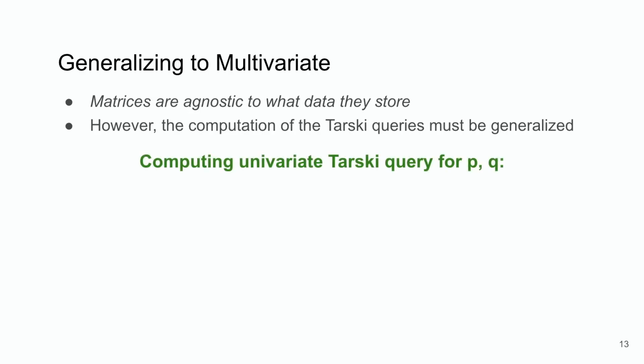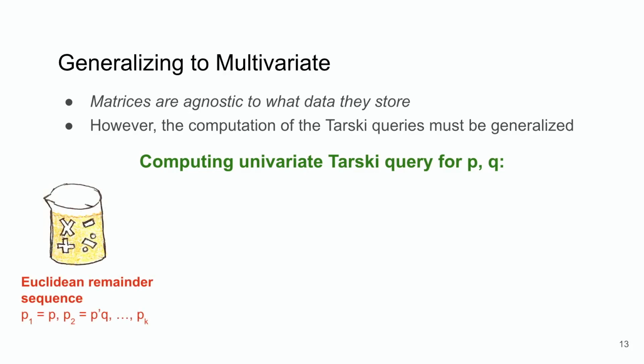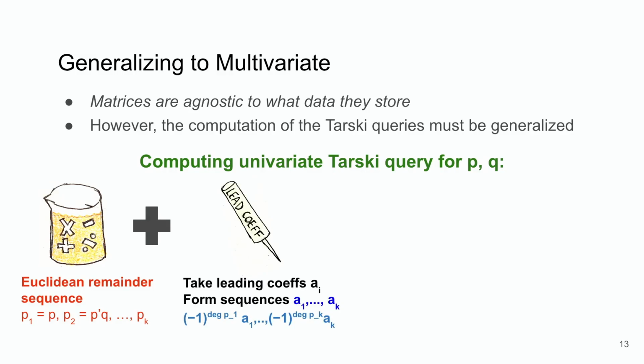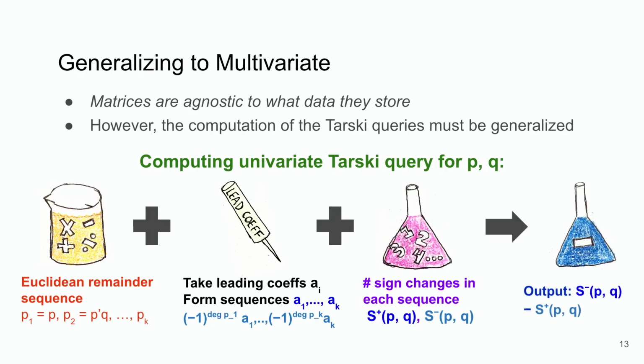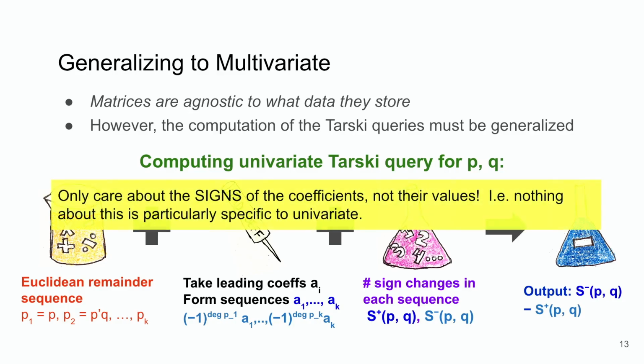So how, on a high level, are univariate Tarski queries being computed? Well, this is very high level, but essentially, we form a Euclidean remainder sequence. We pick out the leading coefficients from that, and we form two new sequences. Then we take the number of sign changes in each of those sequences, and we return a quantity calculated from the number of those sign changes. Again, very high level. But the takeaway, in this computational pipeline, we only care about the signs of the coefficients. We never query on the value of a coefficient. And so this means that when our coefficients are multivariate polynomials, we can still do a computation just like this.